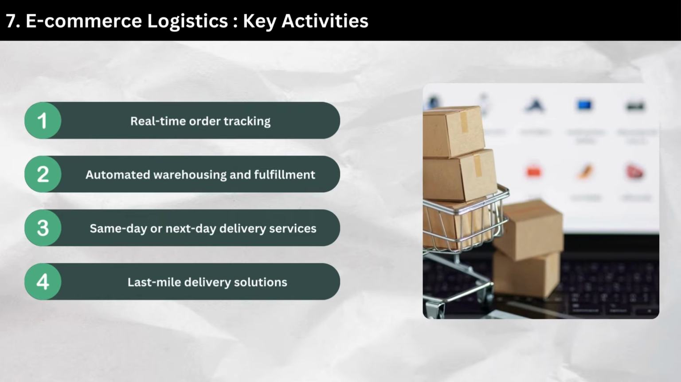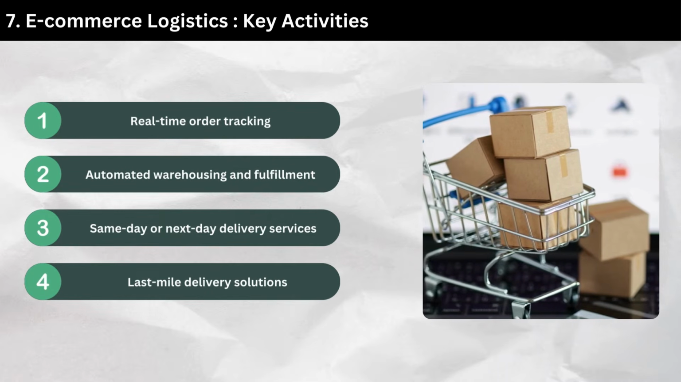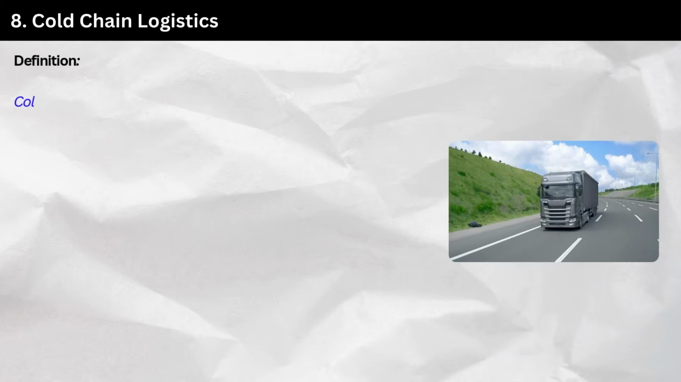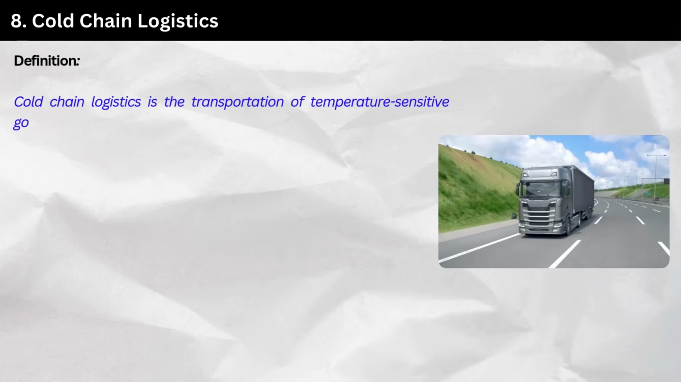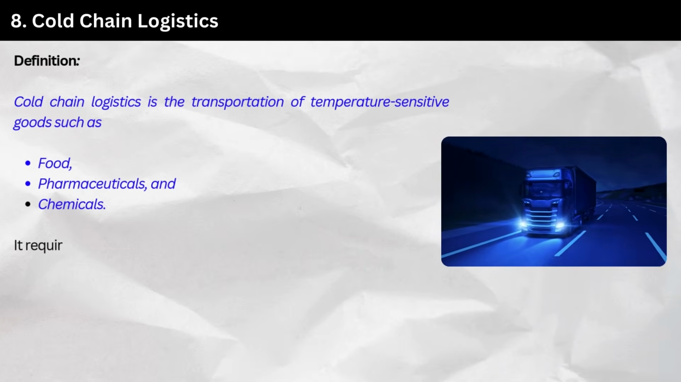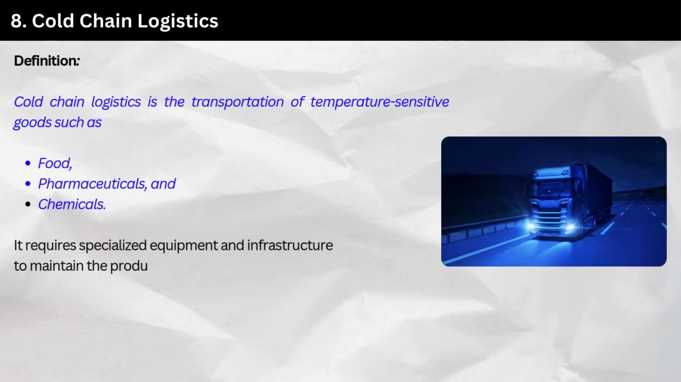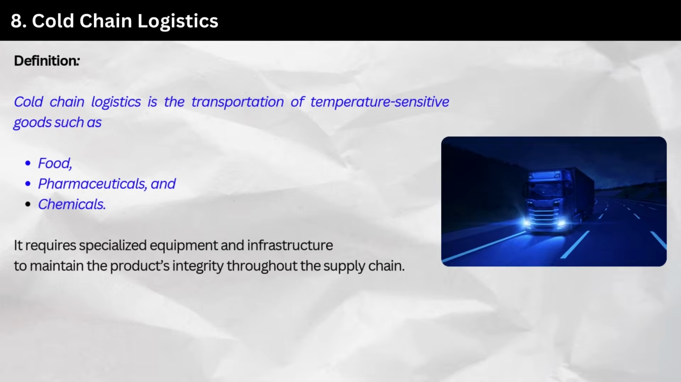Real-time order tracking. Automated warehousing and fulfillment. Same-day or next-day delivery services. Last-mile delivery solutions. 8. Cold chain logistics. Definition. Cold chain logistics is the transportation of temperature-sensitive goods such as food, pharmaceuticals, and chemicals. It requires specialized equipment and infrastructure to maintain the product's integrity throughout the supply chain.